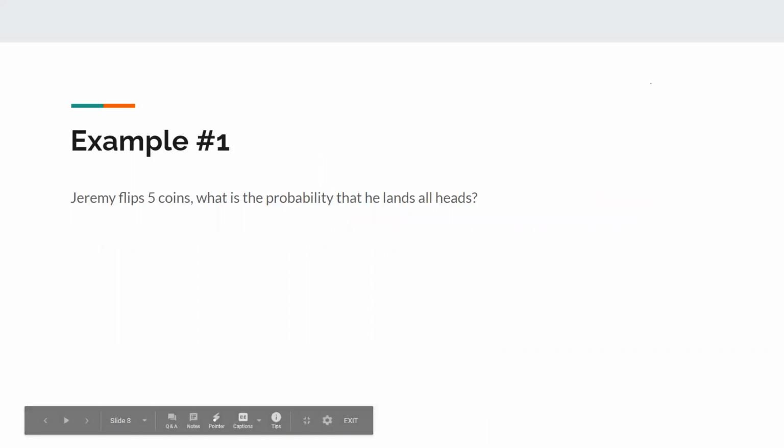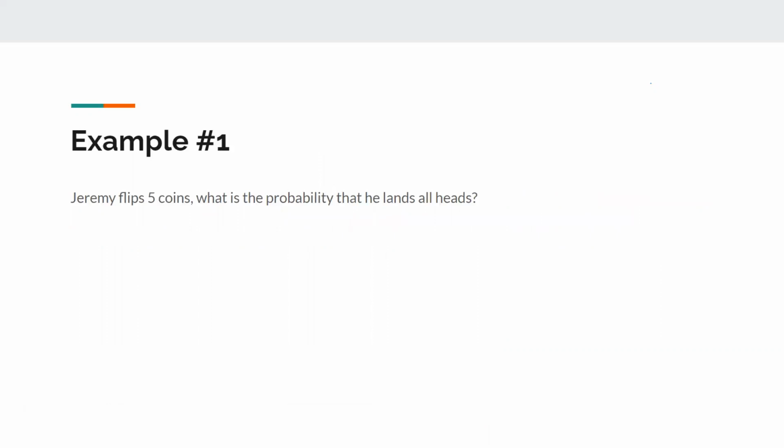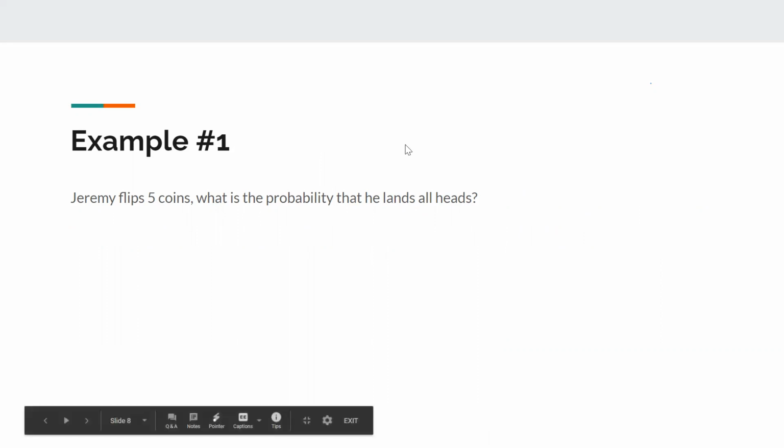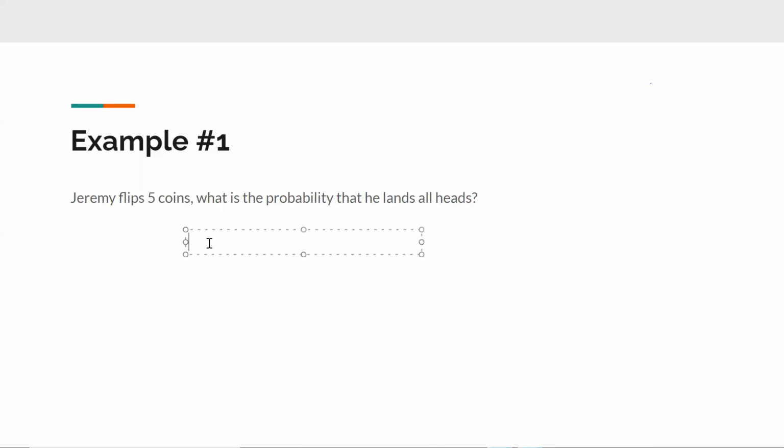All right, so Jeremy flips 5 coins, what's the probability he lands all heads? In this problem, we can use combinatorics, but we won't, because sometimes we just need to use a little bit of common sense. So, what's the probability that he lands heads on the first coin? It's 1/2, all right? What's the probability he lands heads on the second coin? 1/2. We're gonna keep on doing this. Third coin, 1/2, fourth coin, 1/2, fifth coin, 1/2, all right?